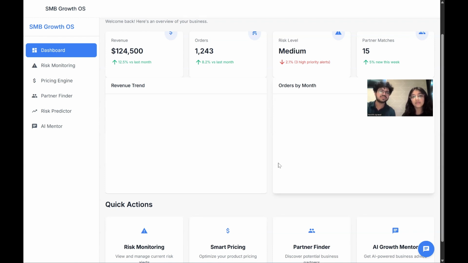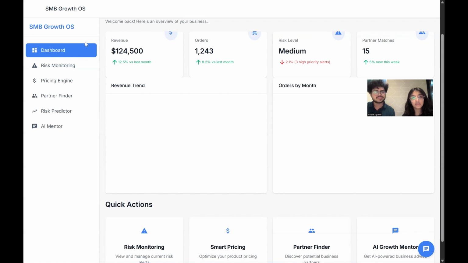This is the prototype of our project, the SMB Growth OS. It's a business model which tells about the revenue, orders, risk level, and partner matches for a company, basically handling B2B and B2C customers and giving AI boost solutions on how they can incorporate with their partners, put the price levels, and be the best competitor in the market.